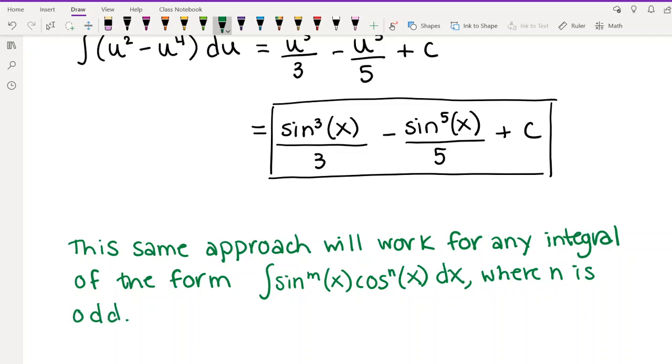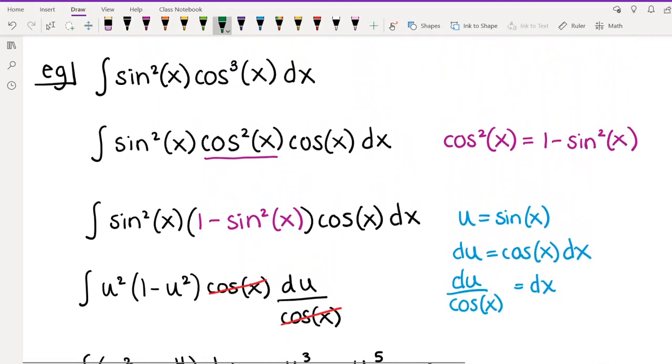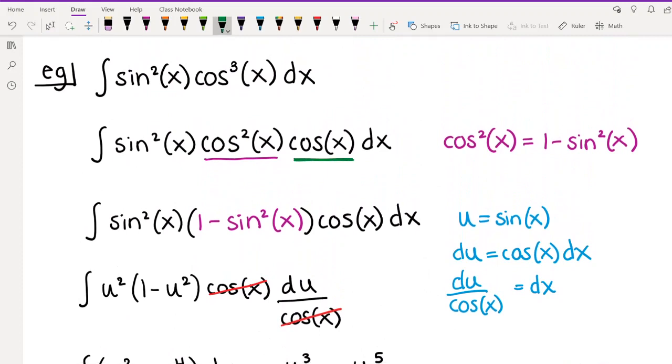Well, basically, let's think about what happened here. So we pulled away one copy of cosine, right? That copy of cosine was what allowed us to do the substitution, right? If we didn't have this one cosine on its own, we wouldn't be able to get rid of this cosine here. And then we need the additional part to be even so that we can rewrite it using this identity.